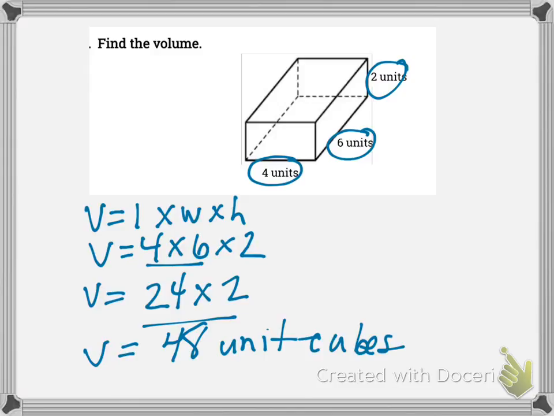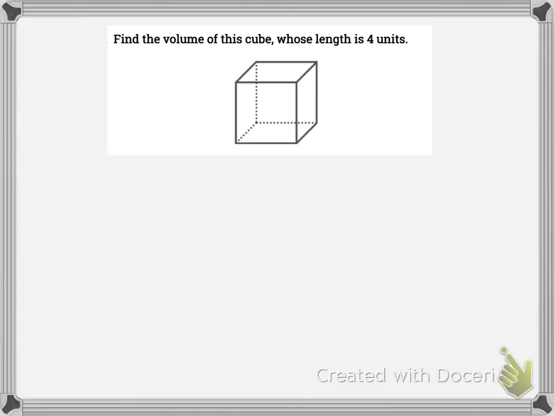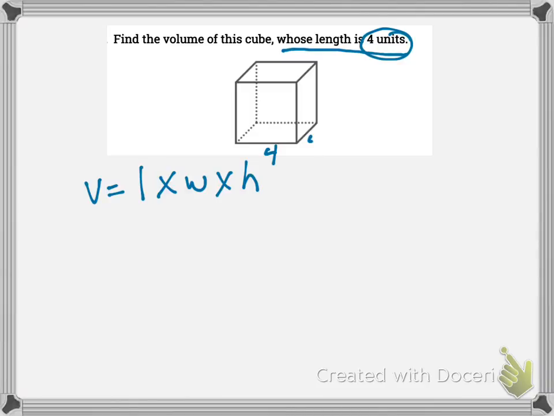All right. Let me show you one more, and then you get to do your own. So volume equals length times width times height, but this one doesn't have any labels, so let's read the problem. Find the volume of the cube whose length is 4 units. Here's the length. Now remember what I told you about a cube. All of the sides are the same. So we can write in the width and the height because it's a cube. Okay, so now I'm just going to go like this. The length is 4, the width is 4, the height is 4.